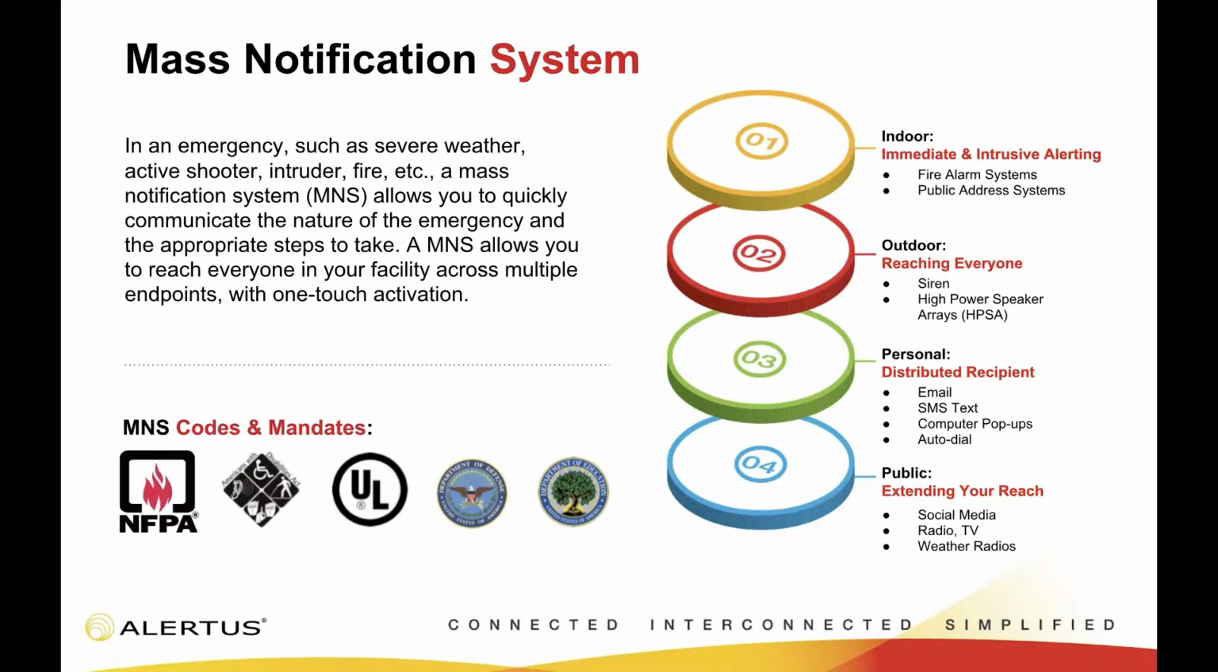So you'll see on the right here, the ability to have a layered approach is our philosophy here at Alertus. We're going to go through each one of these tiers individually, but again, the main goal is to tackle the indoor locations, immediate intrusive, outdoor reaching everybody, personal distributed recipients, whether that's a mobile app or text and email systems, and then finally extending your reach out to the public.